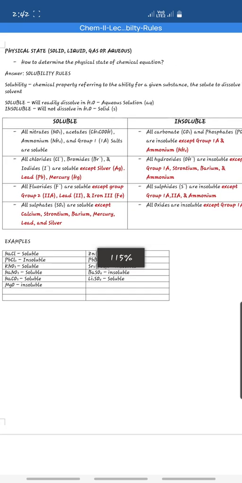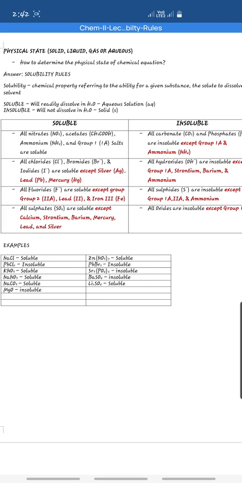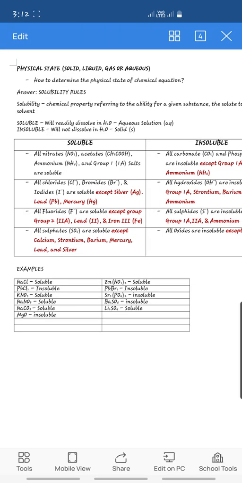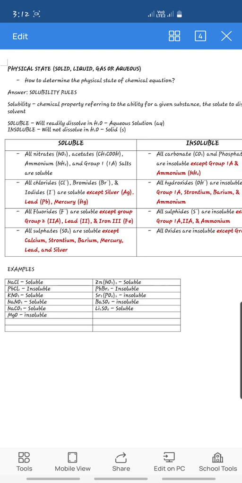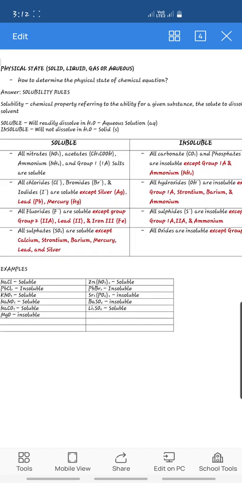Next, let's also define soluble and insoluble. Soluble elements readily dissolve in aqueous solution or in water, while insoluble ones will not dissolve in water. Meaning to say, it is a solid. So now these are the rules.